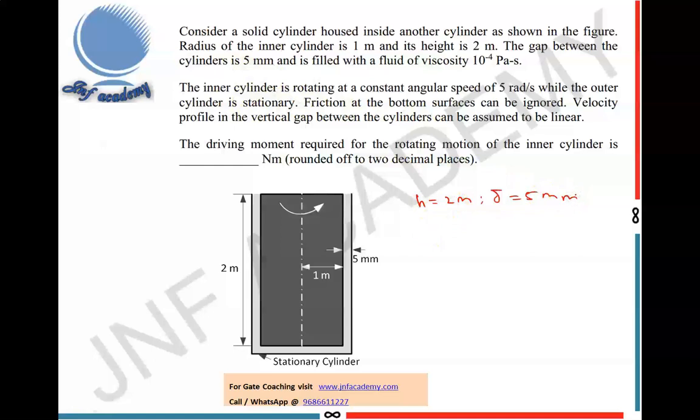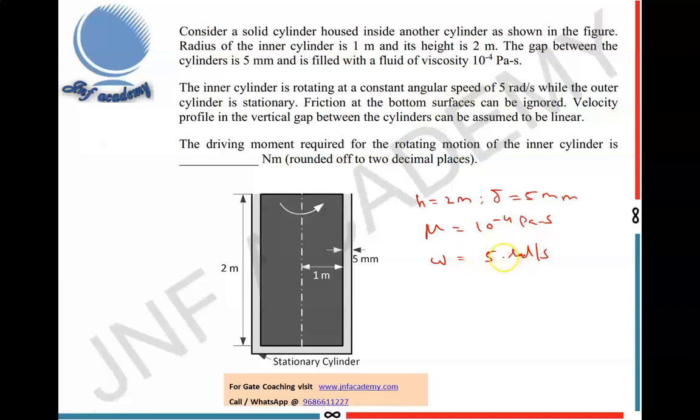And they have given the viscosity. So that is also very clearly given. Mu is equal to 10 to the power minus 4 Pascal seconds. That is the viscosity of the fluid which is filled. Now they are saying the inner cylinder is rotating. So the internal cylinder is rotating at a constant angular speed. So omega is given, an angular speed of 5 radians per second. That is also good.